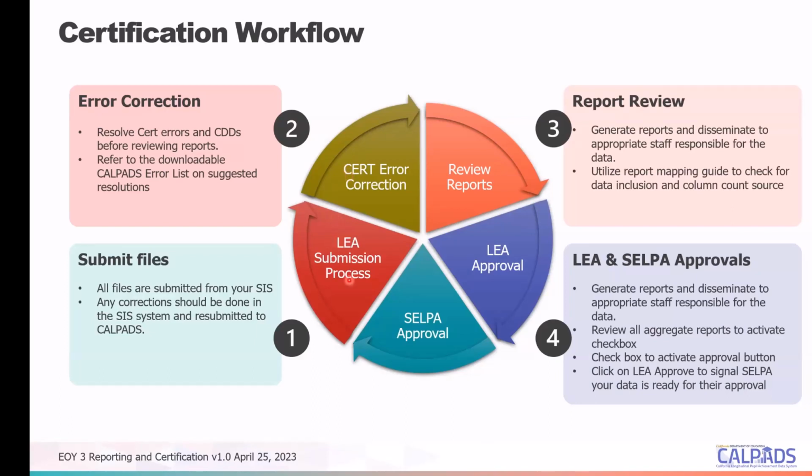Of course, you have to submit your files throughout the year. Once that's submitted, you then move on to checking if you have certification errors or the CDDs and clear those. So when you have errors, you have to go back and resubmit files or manually update records in CalPads if you only have a few errors to correct. Now, there are different resources you could refer to be able to determine how to correct these certification errors, and we will discuss that in a few minutes.